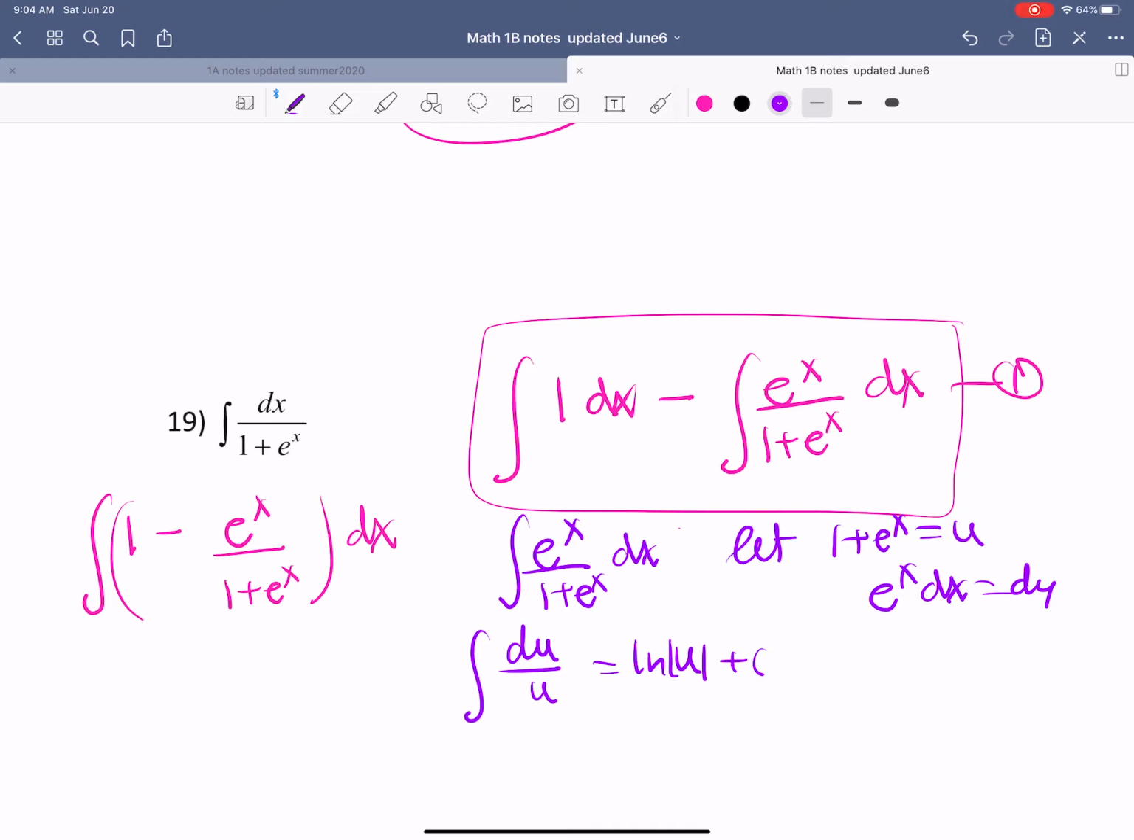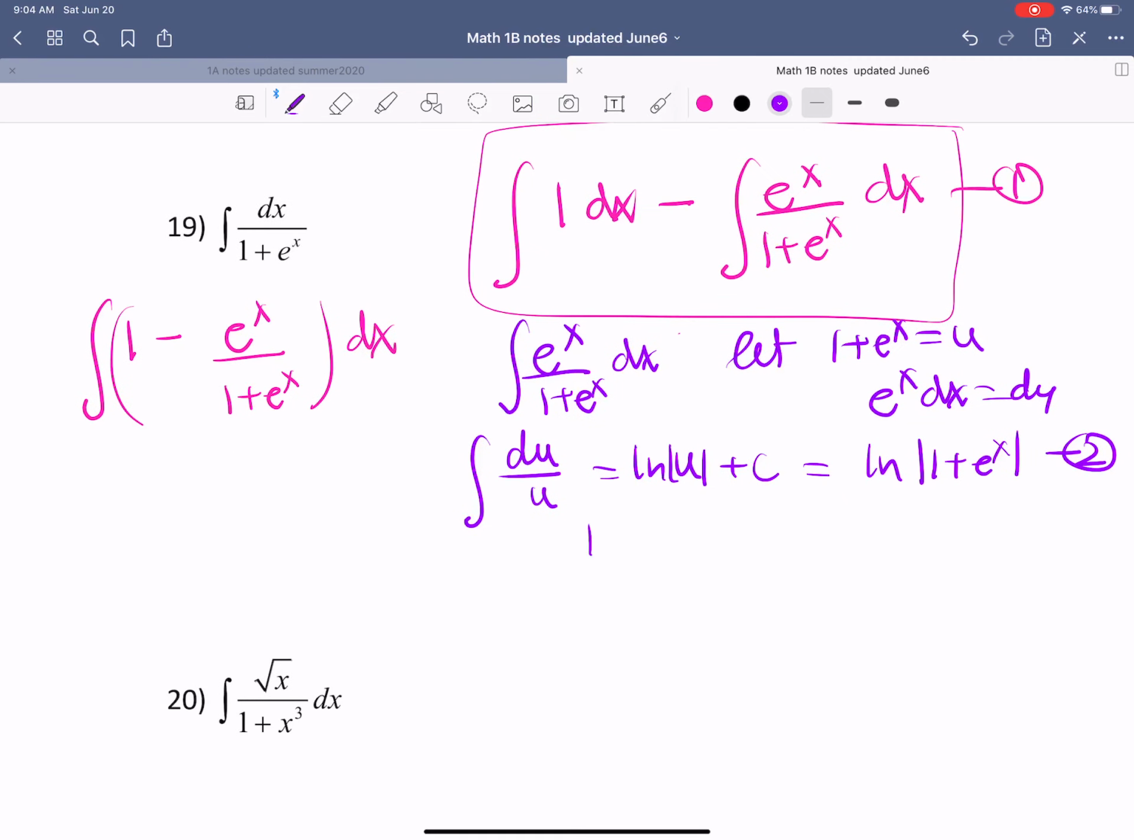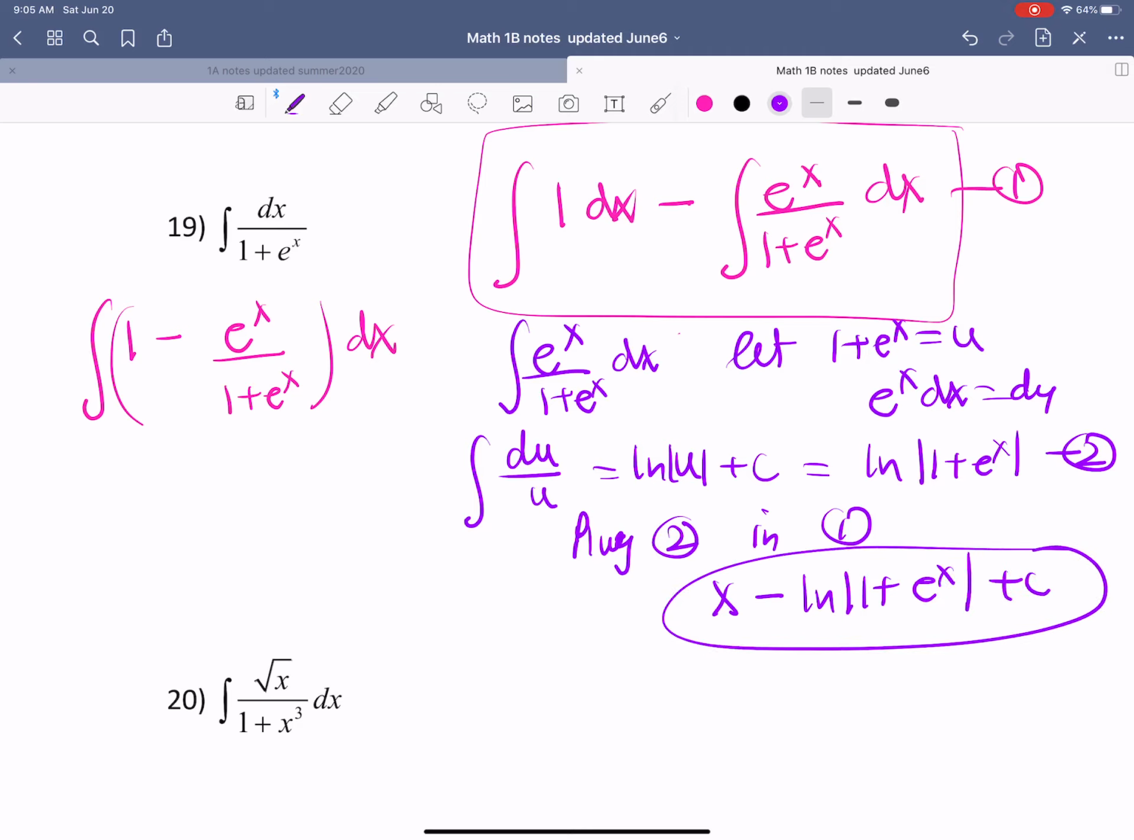I'm not going to bother about c yet because I'm going to plug it back into the other expression. Natural log of 1 plus e to the power x. Okay, good. So let's call this 2. Plug 2 into 1. Integral of 1 dx is just x, and the second integral we just found out is natural log of 1 plus e to the power x plus c, and that would be the end of this problem.